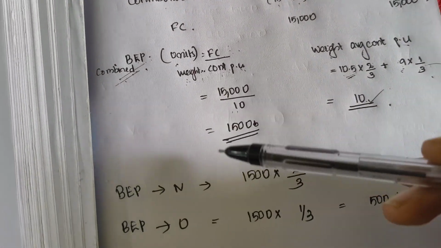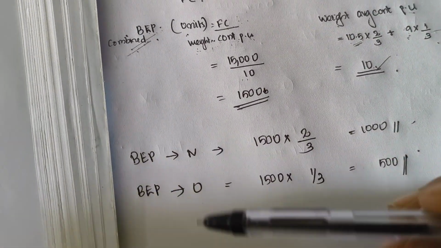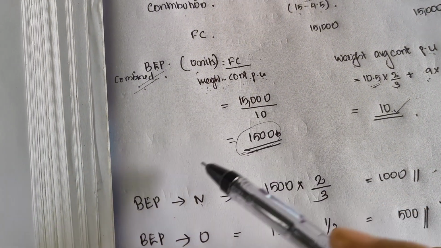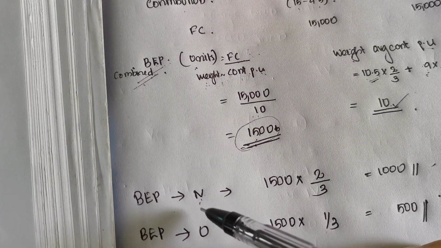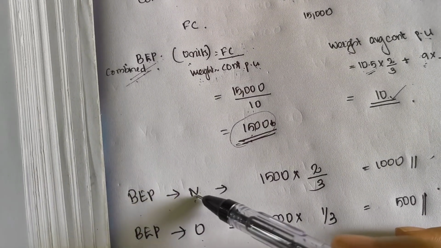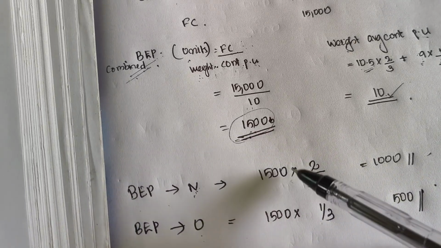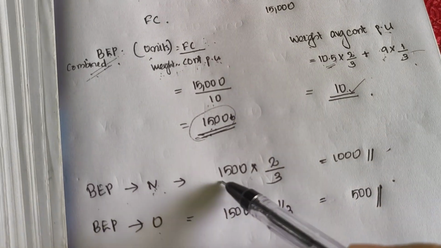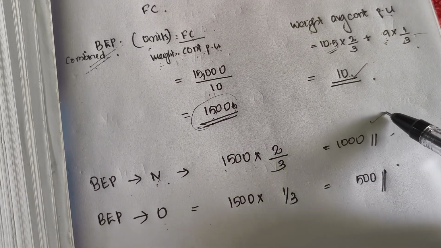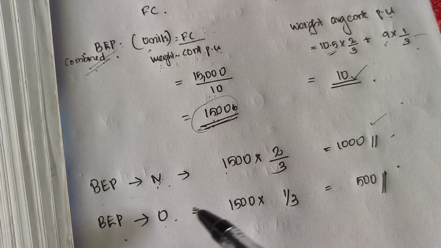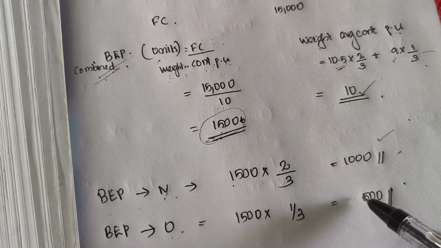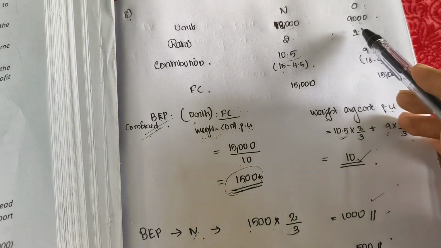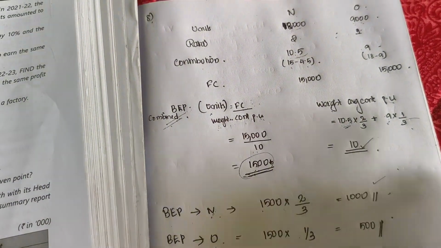Now we have to find the break-even units of N and O separately. This 1,500 is for the mix of N and O. So what is the break-even point of N? 1,500 into weight of N. The weight of N is 2 by 3. 1,500 into 2 by 3 gives 1,000, and the break-even point of O is 1,500 into weight of O. Weight of O is 1 by 3, that is 500. So this is our answer. Hope it is clear.